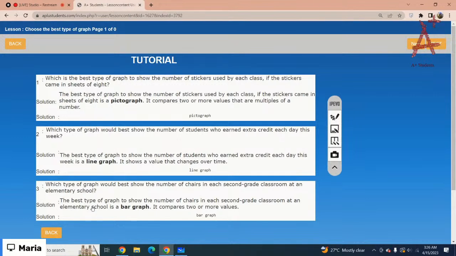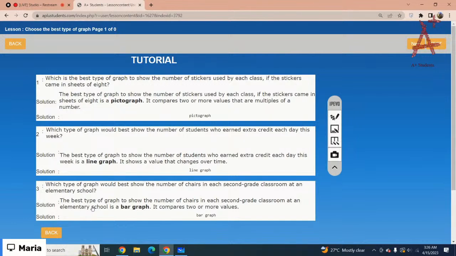So when you have problems related to banking or credit cards, you can use the line graph. Got it? Because all the values change over time. In banking, which type of graph would best show the number of chairs in each second grade classroom at an elementary school? The best type of graph is a bar graph. It compares two or more values.